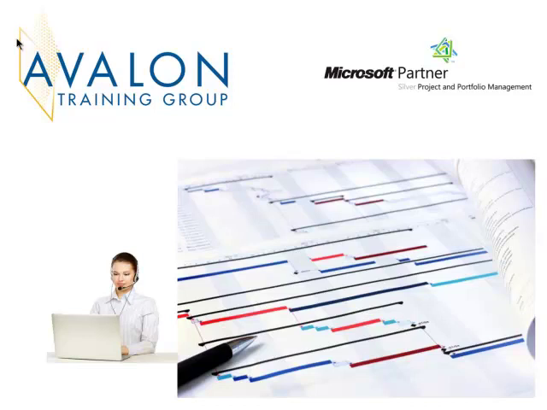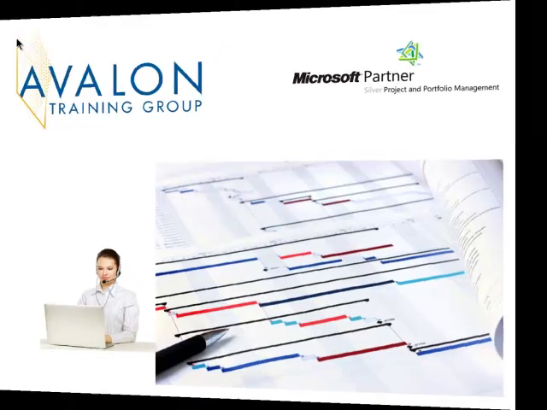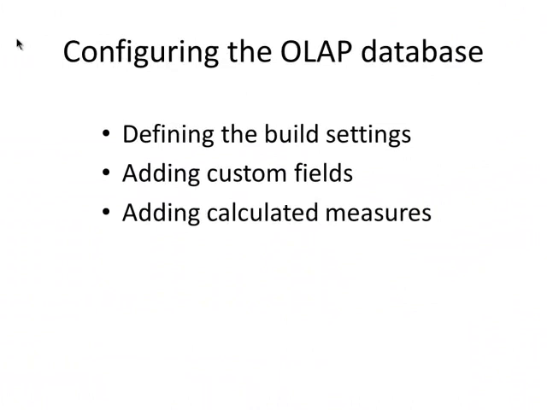In this video, I will cover the details on how to configure the OLAP database in Project Server Environment 2010 or 2013. The only difference between the two environments is where you access the page to define your settings. In 2010, we can go right to the Server Settings page to define the build settings, add custom fields, and calculated measures. In 2013, you'll need to access this page from the SharePoint Central Administration site. So let's get started and learn how to configure the OLAP database.